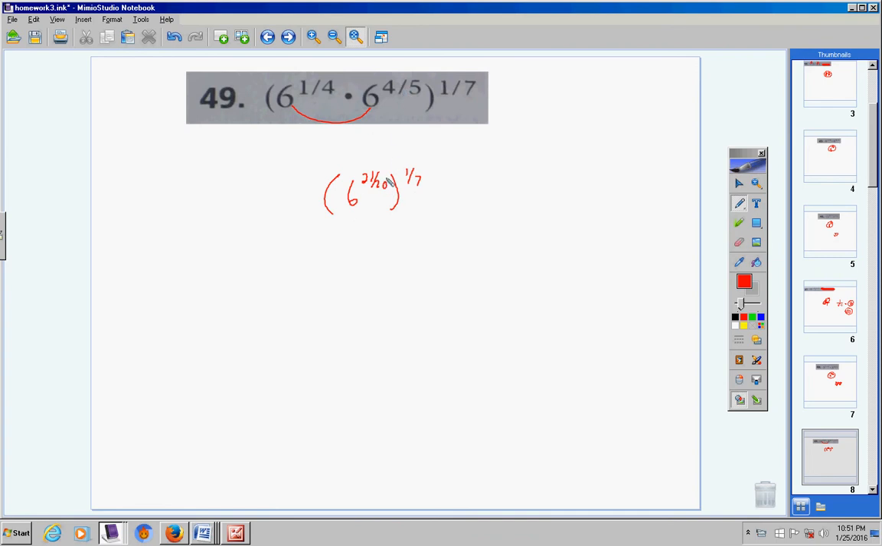Now, 21 over 20 times 1/7 would give you, when a power is raised to a power, you multiply your exponents. You'll get 3 over 20. Alright? 3 over 20. Now again, you're welcome to write the 20th root of 6 to the 3rd, but your original problem was written with rational exponents, so your answer should be written with rational exponents.